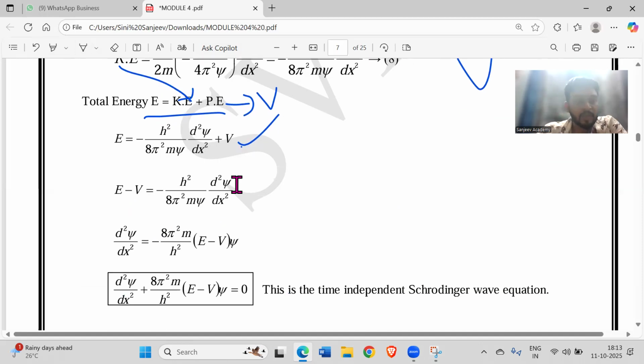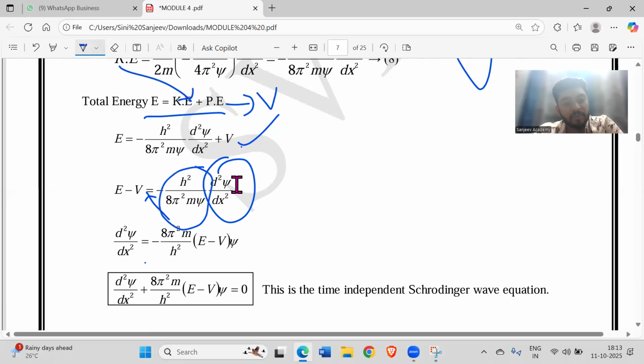Fine. Now except this term, everything will get multiplied here. So we're going to find d square psi by dx square is equal to this full thing. Everything will be multiplied onto this, and by multiplication and division we'll get this. Then put this into the LHS, and we'll get the time independent Schrödinger wave equation for 10 marker.